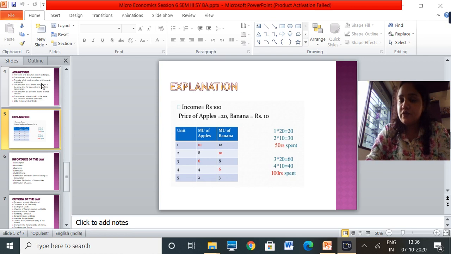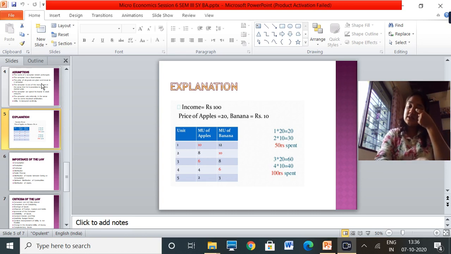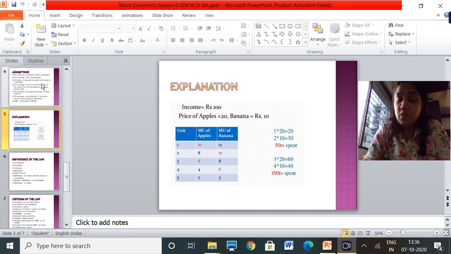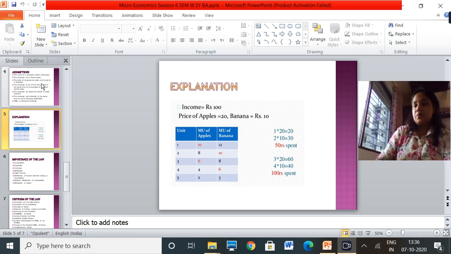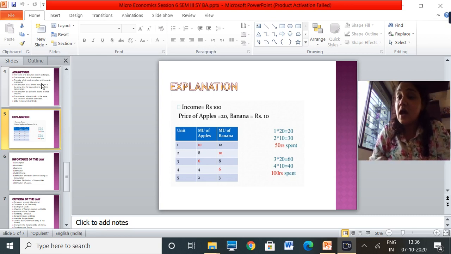So the first step is you will draw a schedule. The second step is you will find which are the numbers which are the same in both the columns. In this example we have two numbers which are the same, 10 and 6. Now you have to remember that the consumer has a fixed amount of income, in this case 100 rupees. He has to spend this entire 100 rupees. I repeat, he has to spend this entire 100 rupees so that he maximizes his satisfaction.